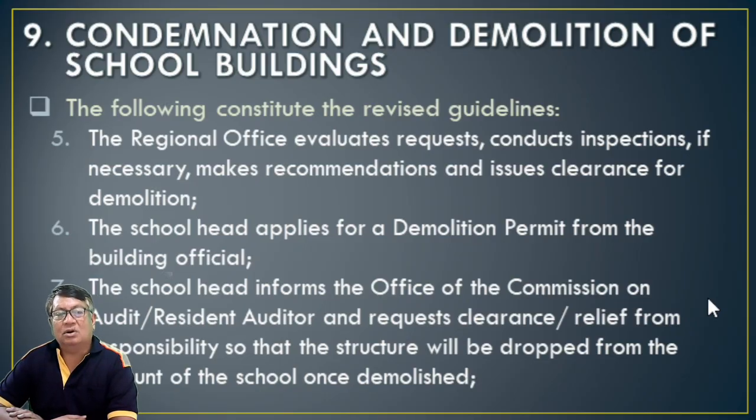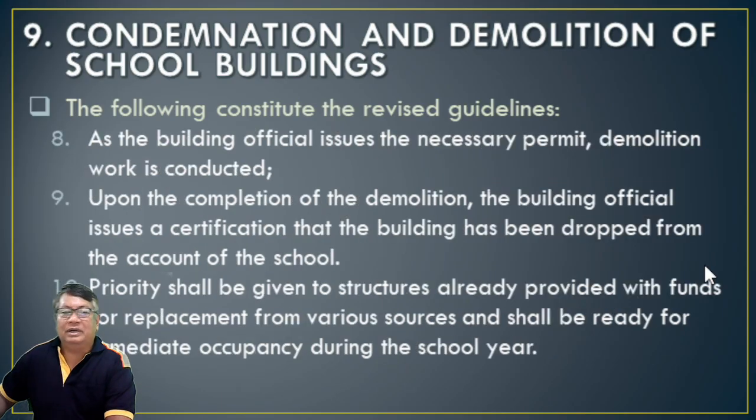Number 6, the school head applies for a demolition permit from the building officials. The school head informs the office of the Commission on Audit resident auditor and requests clearance and relief from the responsibility so that the structure will be dropped from the account of the school once demolished. As the building official issues the necessary permit, demolition work is conducted. Upon completion of the demolition, number 9, the building official issues a certificate that the building has been dropped from the account of the school.